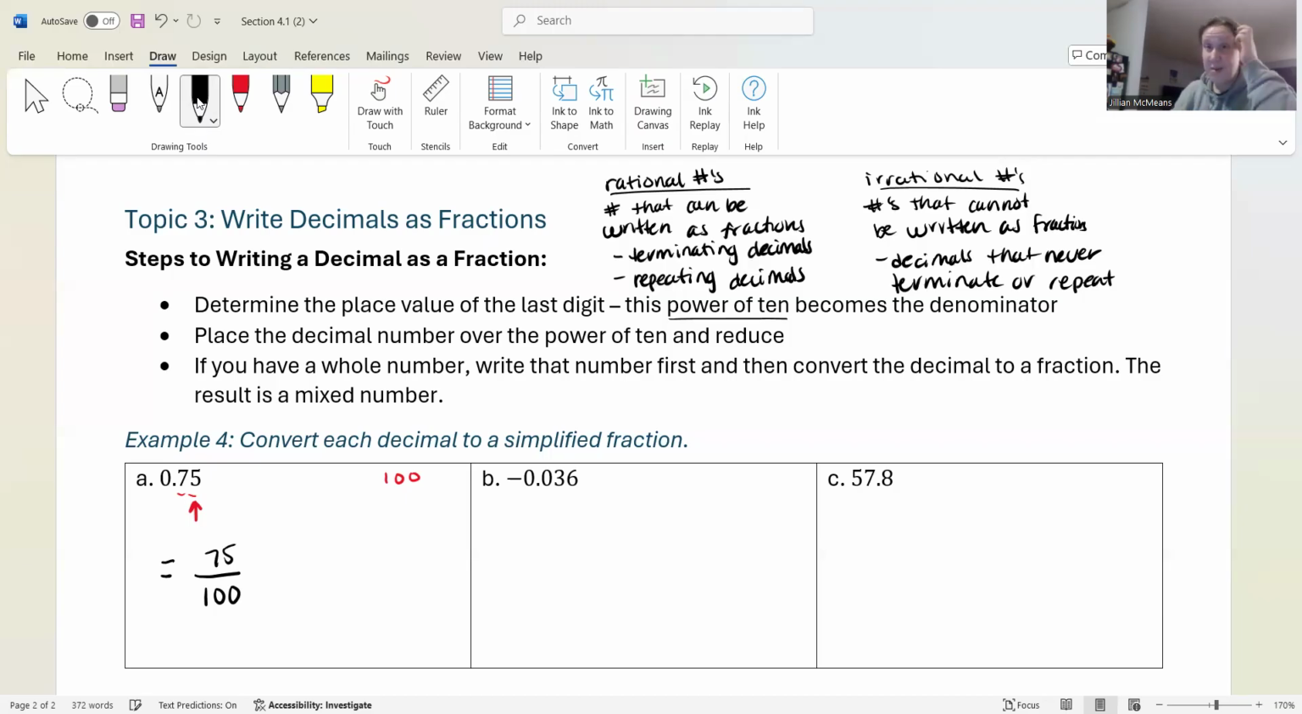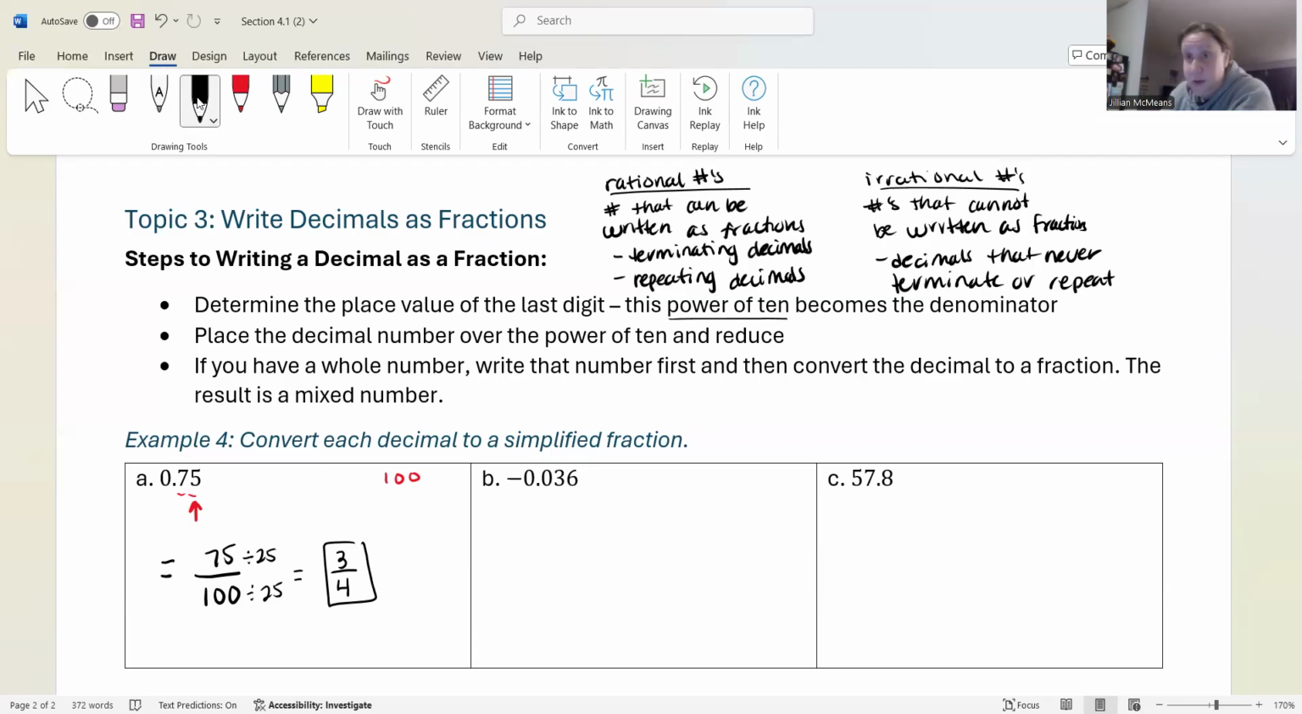And then we would want to reduce this, okay? So I happen to know that 75 and 100 are both divisible by 25. So I'm going to divide top and bottom by 25. 75 divided by 25 is 3. 100 divided by 25 is 4. So 0.75 is equivalent to 3/4. Okay? Now we can do the same thing for part B.